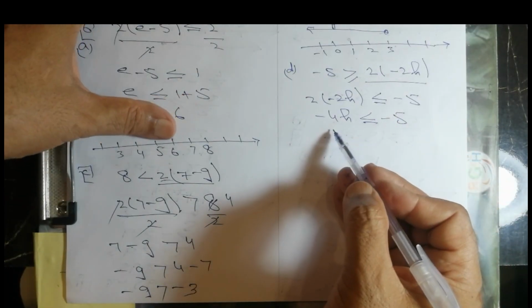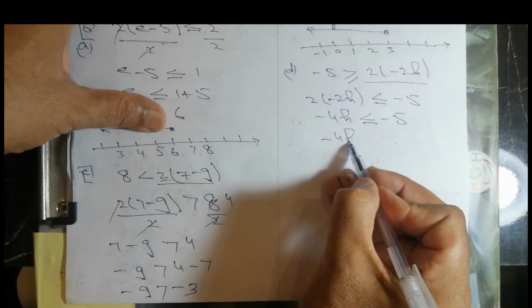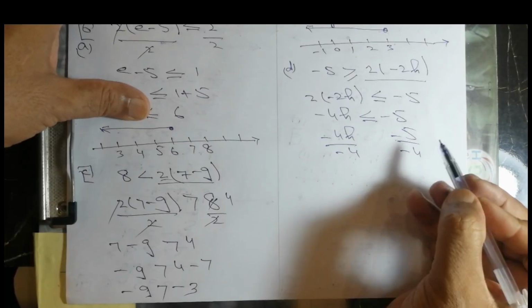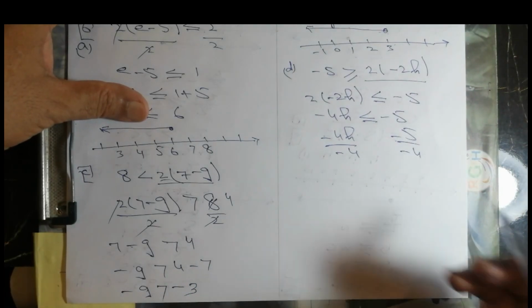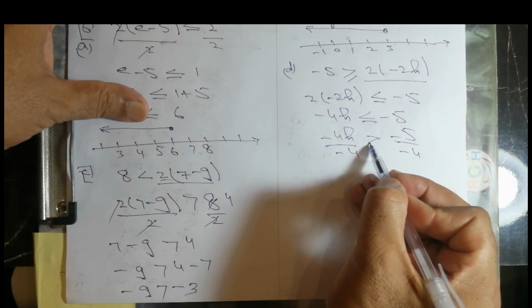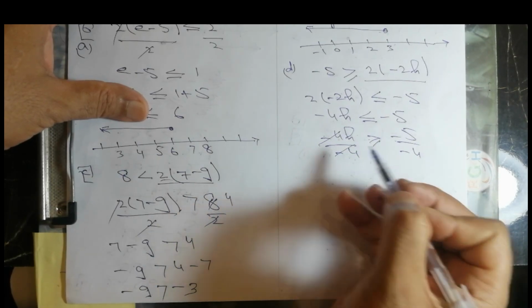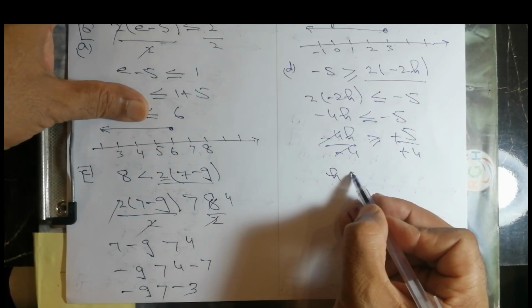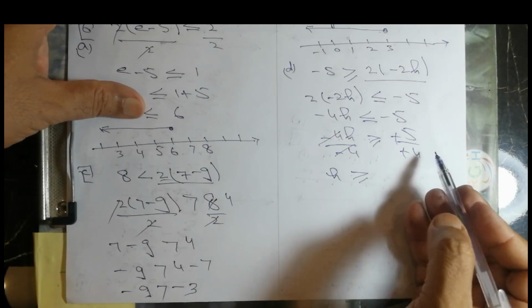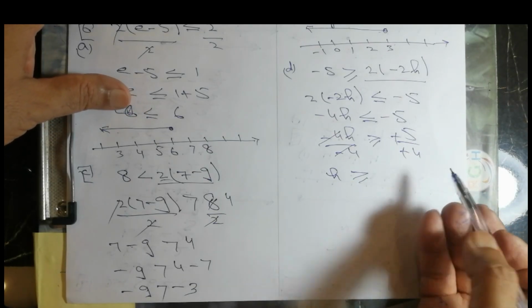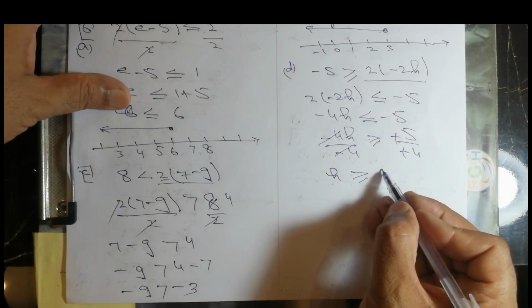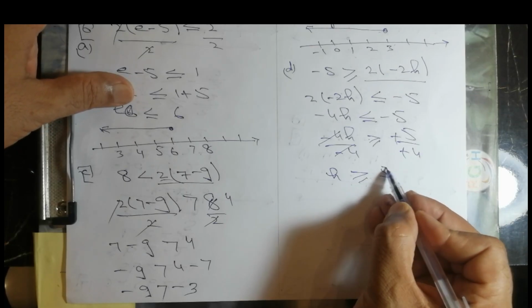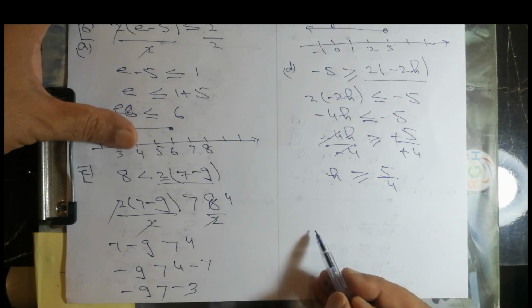Now dividing both sides by minus 4, minus 4h divided by minus 4, and minus 5 divided by minus 4. Because we are dividing by a negative number, we flip the sign. This one cancels and minus cancels with this one. h is greater than or equal to 5 by 4. This will be 1.25, so 5 by 4.